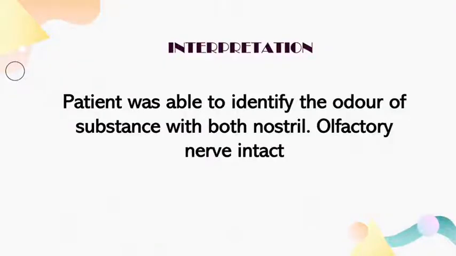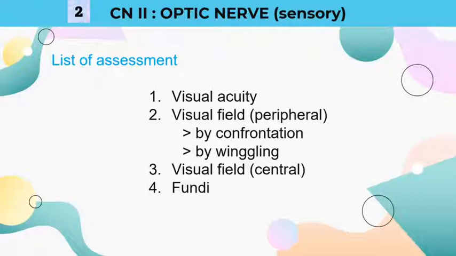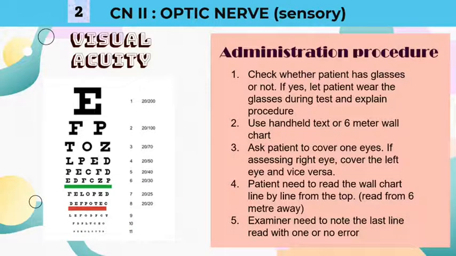Interpretation: patient was able to identify the odor of the substance with both nostrils. It indicates the olfactory nerve is intact. Moving on to the second component of the assessment, which is the optic nerve. In the optic nerve test, there are visual acuity, visual field peripheral, by confrontation and by wiggling, visual field central, and fundi. For the visual acuity test, the tool needed is the Snellen chart, and here is the administration procedure.